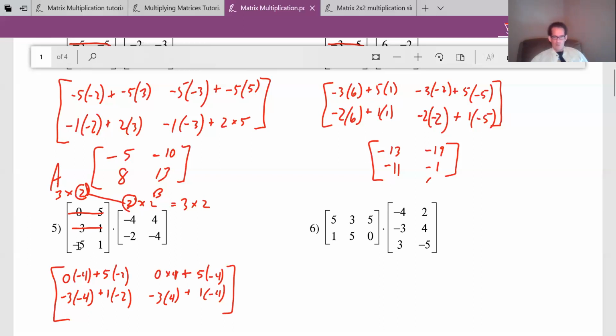Now I'm doing the bottom row by each of these columns, by both columns, okay? So I have negative 5 times negative 4, okay, plus 1 times negative 2. Okay, now I have to do the next column. Negative 5 times positive 4 plus 1 times negative 4.